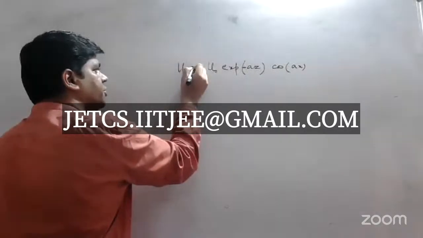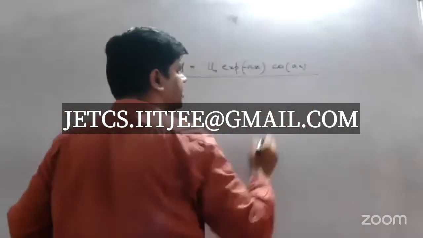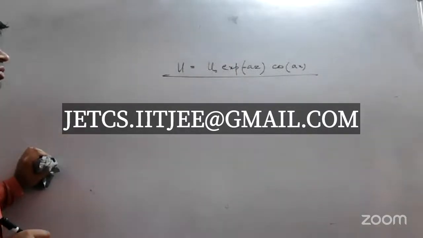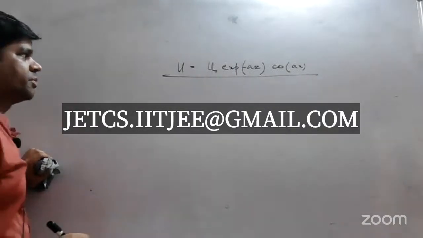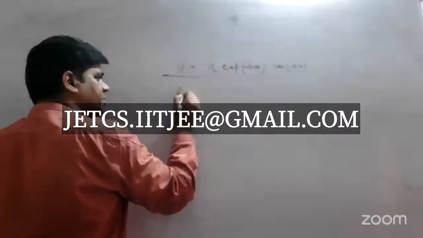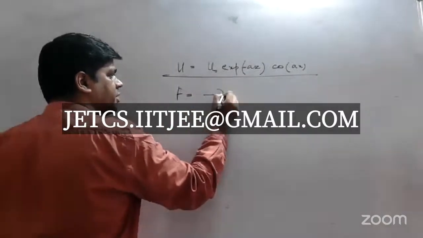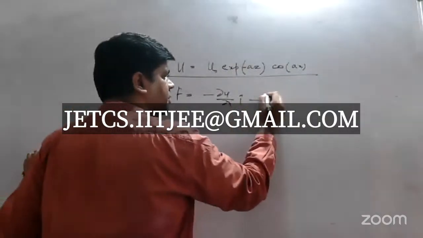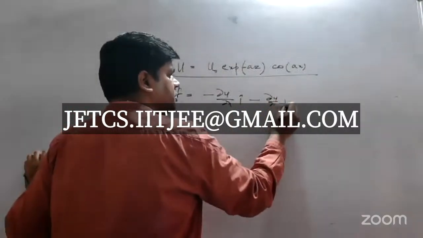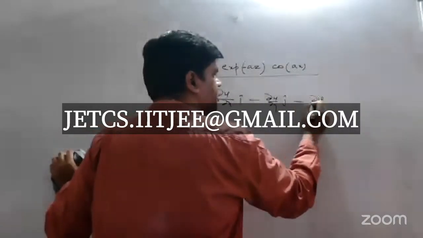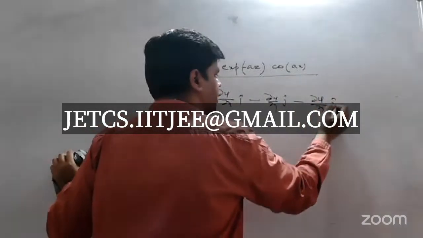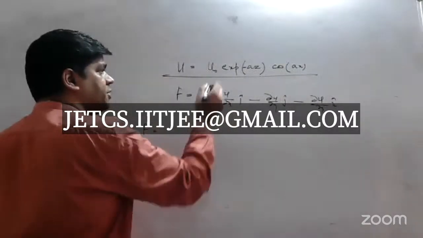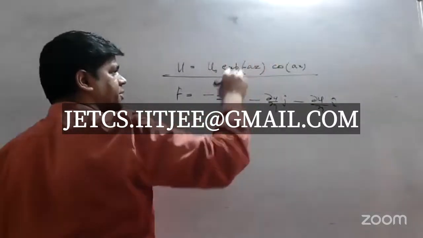ax. Now this is my U given as, right? U is a function of x and z. I have to determine the force function corresponding to this one. So how do I do it? F is equal to minus dU/dx i cap minus dU/dy j cap minus dU/dz k cap. So F is equal to, what is minus dU/dx? Differentiate this with respect to x.